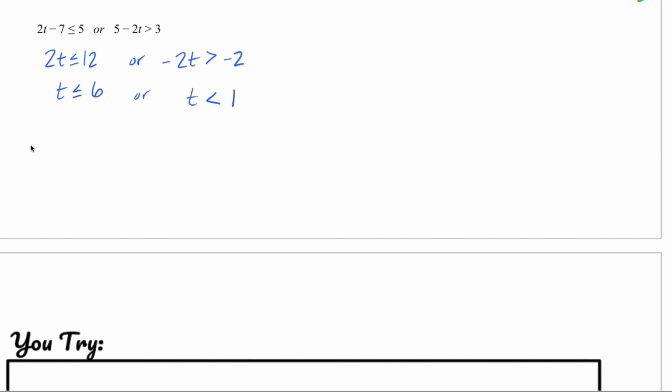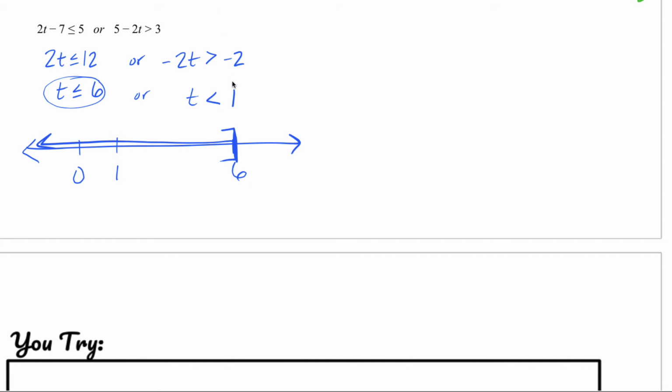So let's look at this on the number line. We have 0, 1, 6. So we'll do this first one in blue. t is less than or equal to 6. That shades that way. And then in red, we've got t is less than 1. And that way. Interesting. So we have some overlap. And we also have some region that's not shaded by either.